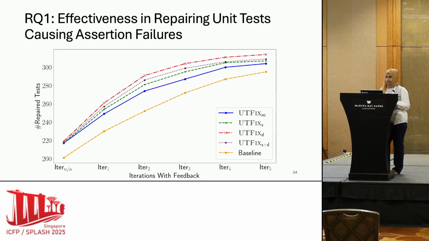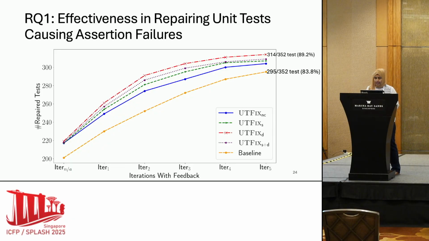Here, looking at effectiveness, we see that with UTFix with dynamic trace, we can repair the maximum number of tests, which is 314, whereas the baseline is 295. We also see that the other variants of UTFix perform better than the baseline.